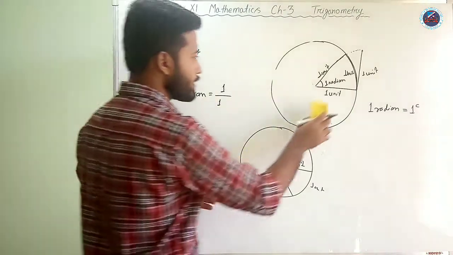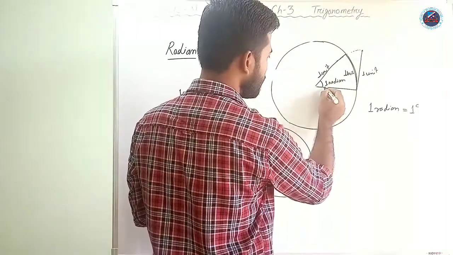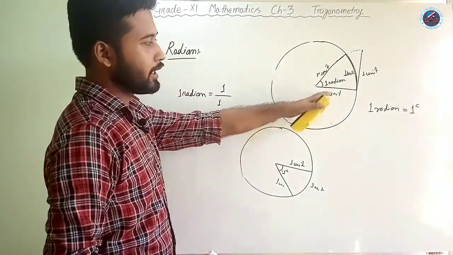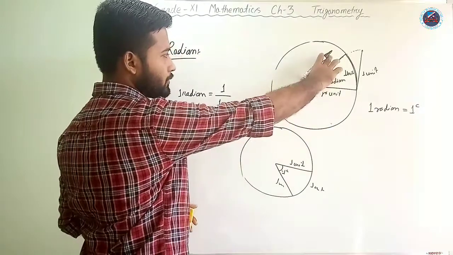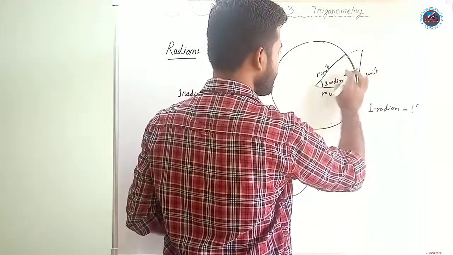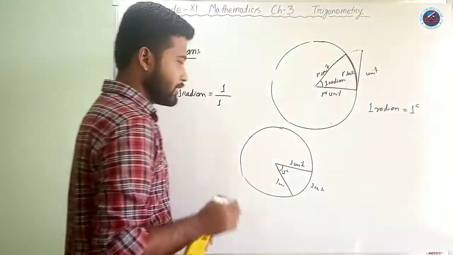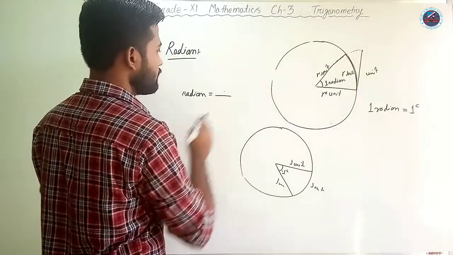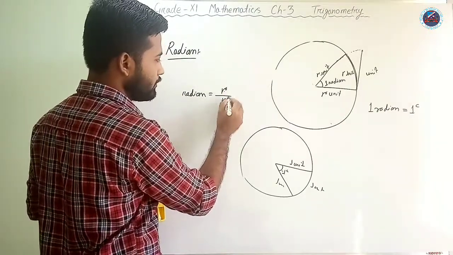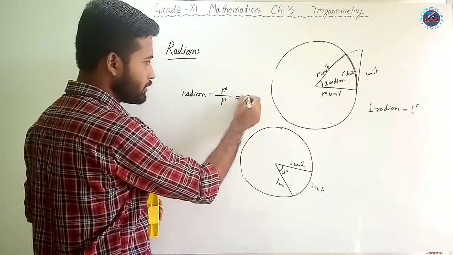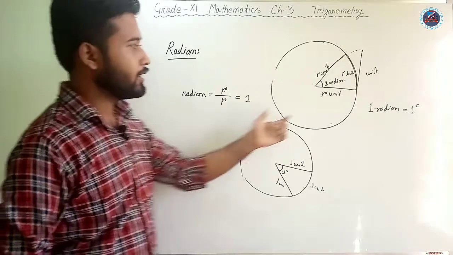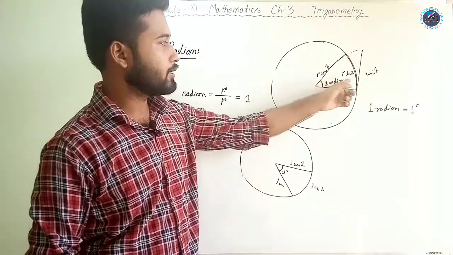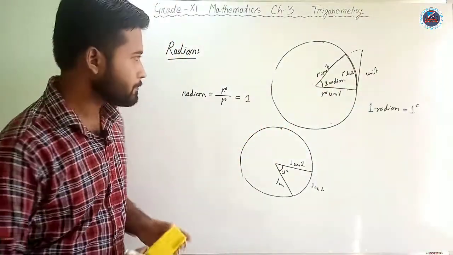Similarly, if I change this 1 unit to r unit, then the length of the radius is r here. Here also the length of the radius is r, and if the arc is also r, then what? Then the measurement of the radian will be the arc length divided by the radius, and that will also be equal to 1. So basically, if the radius and the arc length are equal, then the angle subtended by the arc will be equal to 1 radian. Okay.